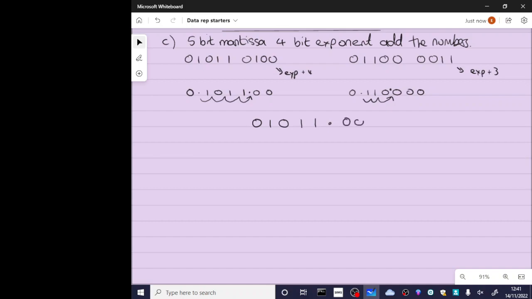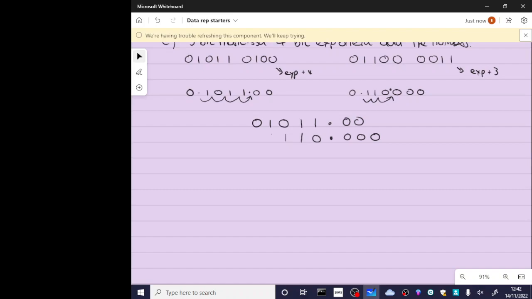I'm going to keep the zeros. It doesn't really matter. Then when I write the second number down, it's very important that I put the binary point first. Then I'll write the fractional bit. So I've got 3 zeros there. And on the other side, I have got 0, 1, 1, 0.